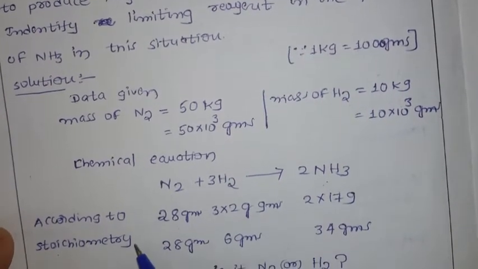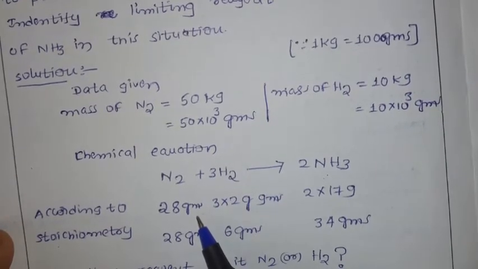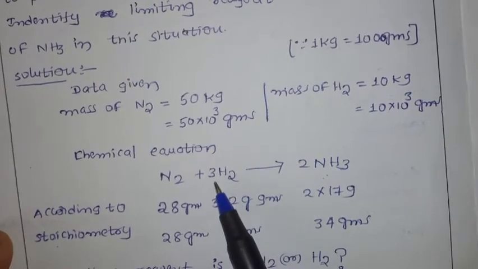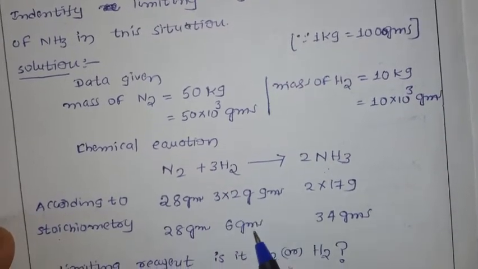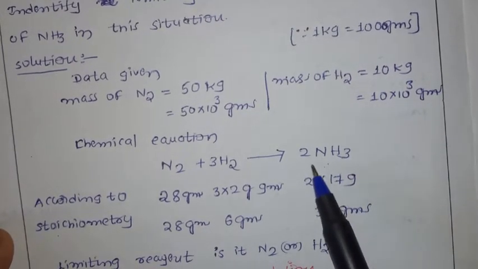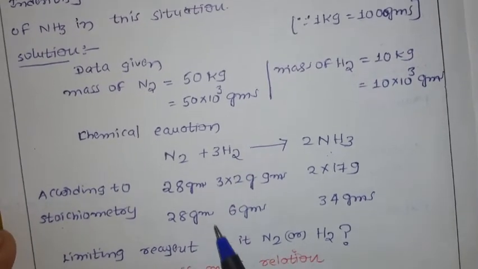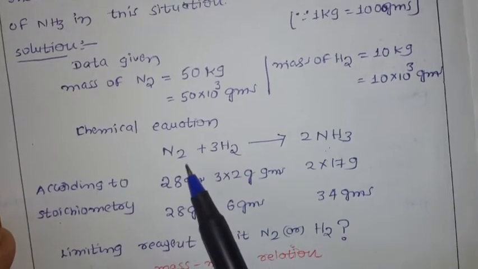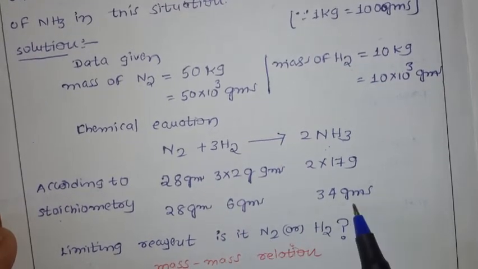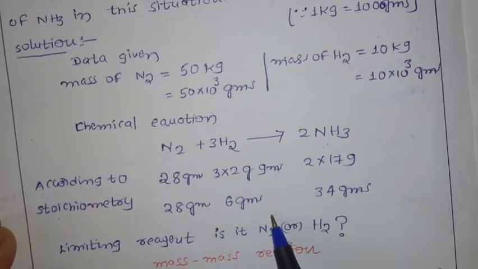Now according to stoichiometry, the molar mass of nitrogen is how much? 28 grams. One hydrogen molecule has 2 grams, but in the stoichiometric equation we have 3 moles, meaning 3 into 2 grams, nothing but 6 grams. The molar mass of ammonia is 17 grams, and we have 2 moles, 2 into 17 grams, which is 34 grams of ammonia. So 28 grams of nitrogen react with 6 grams of hydrogen to give 34 grams of ammonia. This is according to the stoichiometric equation.